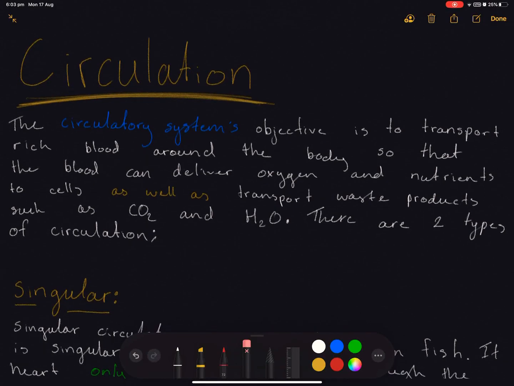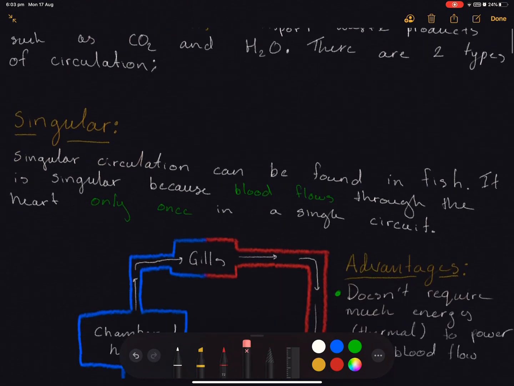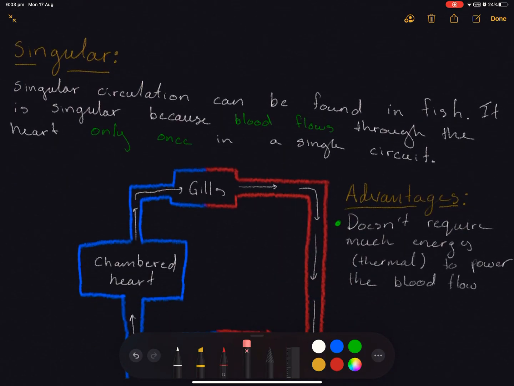Right, okay, so as promised, circulation. The main objective of the circulatory system is to transport rich blood, which means it has oxygen, so it transports oxygen to the rest of the body, as well as remove waste products such as carbon dioxide and water from these cells. Now, there are two types of circulatory systems, the first one being the single.